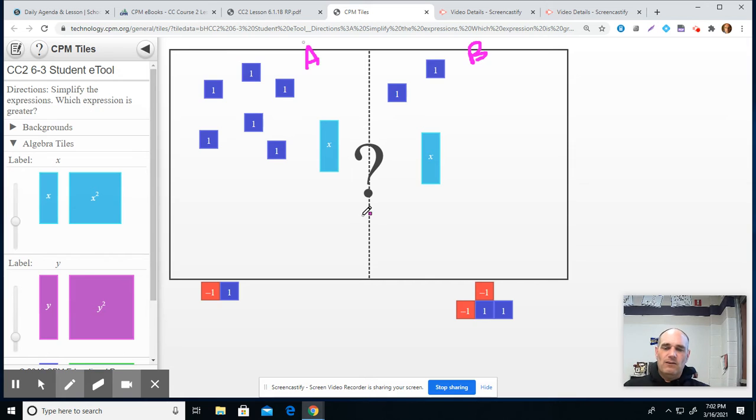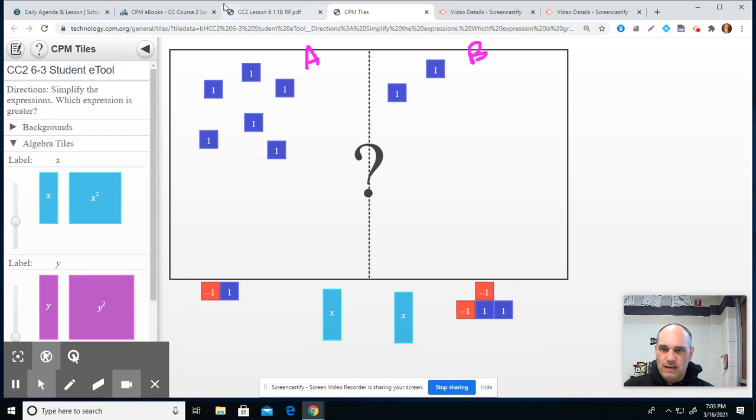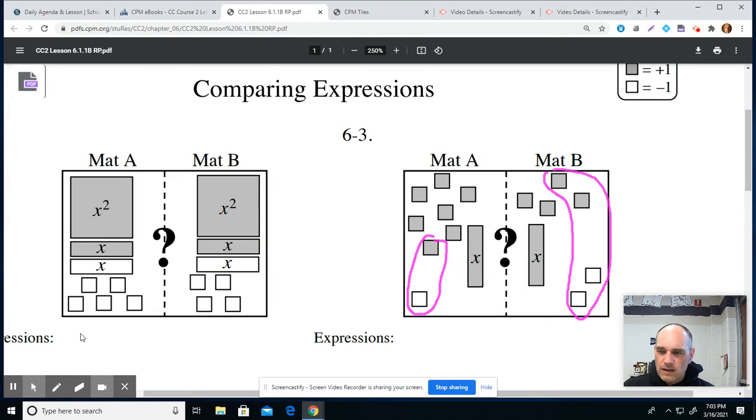Let's see, what else can I do to simplify this? Oh, I could do this. Remember, since these are on different sides, I can take a +x from this side, and I can take a +x from this side. So I can take them off the board, and they are gone, because I'm taking the same thing off of each side. So on my other paper, I'm going to circle these, because that's what I took off of my board.